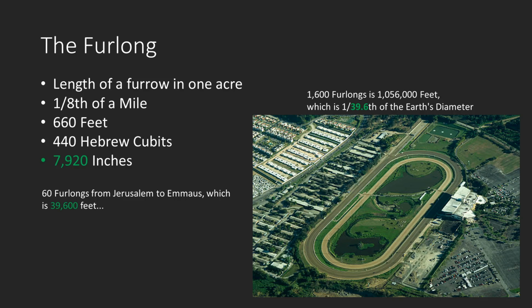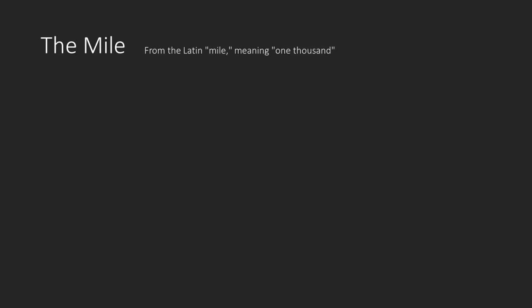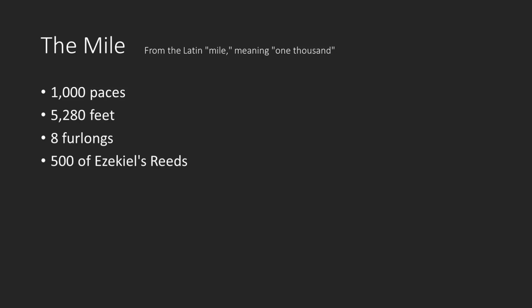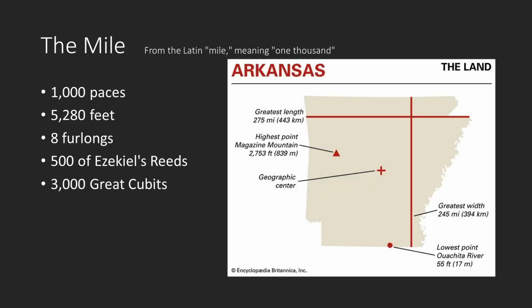half of 792. And finally, our largest measure, the mile, is from the Latin word mille, meaning 1,000. For example, a million is 1,000 thousands, and we measure very tiny things in millimeters, or spaces of time in milliseconds, that being 1,000th of a second. It is 1,000 paces. It is 5,280 feet, which is 8 furlongs, which is 500 of Ezekiel's reeds, or 3,000 great cubits. There's a very sparse map of my home to give you a good idea of the scale of a mile that we're working with.